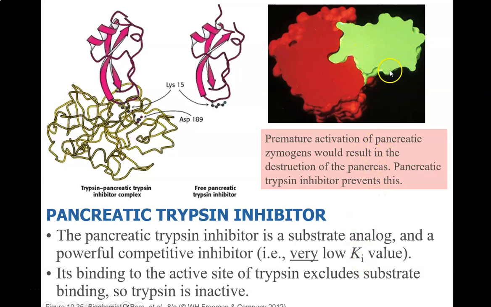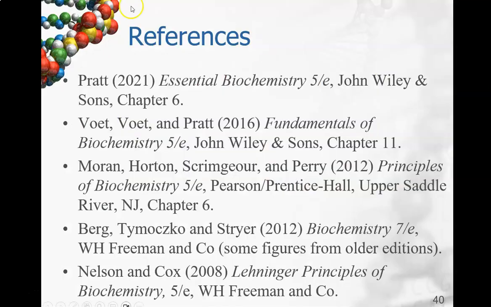And what happens is the pancreatic trypsin inhibitor binds to the enzyme, the prematurely activated enzyme, and forms an enzyme-substrate complex that's so stable that it never forms product, and it plugs up the active site so other proteins can't bind. So that's sort of an insurance policy so that we don't destroy our pancreas if some of our enzymes get prematurely activated. So that was our whirlwind tour of enzyme mechanisms.